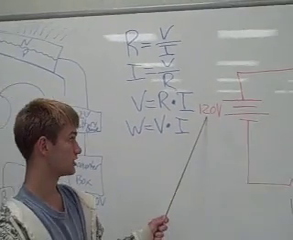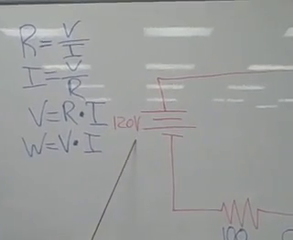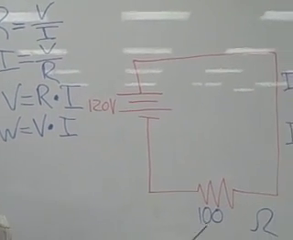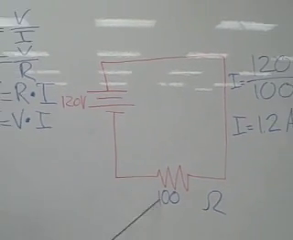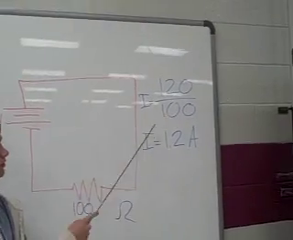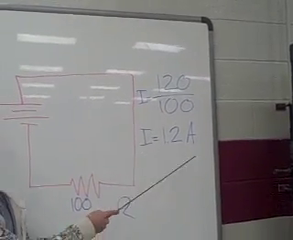Now, like I said, here's our 120 volts from our battery bank and 100 ohms. So you would have to take these two, divide 120 by 100. Over here's the work, it comes out to be 1.2 amps.